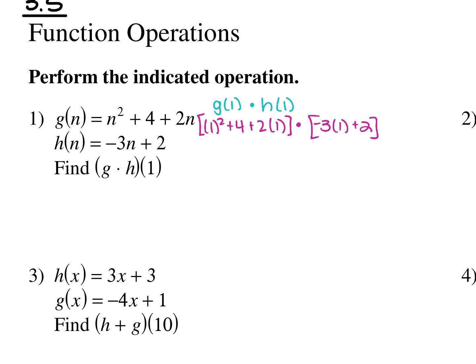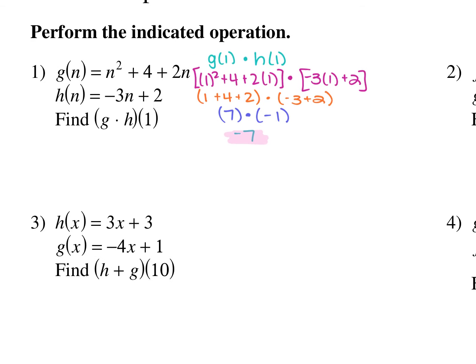In the first set of brackets, that 1 squared is 1, plus 4, the 2 times 1 is 2. In the second set of brackets, the negative 3 times 1 is negative 3. Then we have that plus 2. From here, add within each set of parentheses. The 1 plus 4 is 5, plus 2 is 7. The negative 3 plus 2 is negative 1. So 7 times negative 1 is just negative 7.